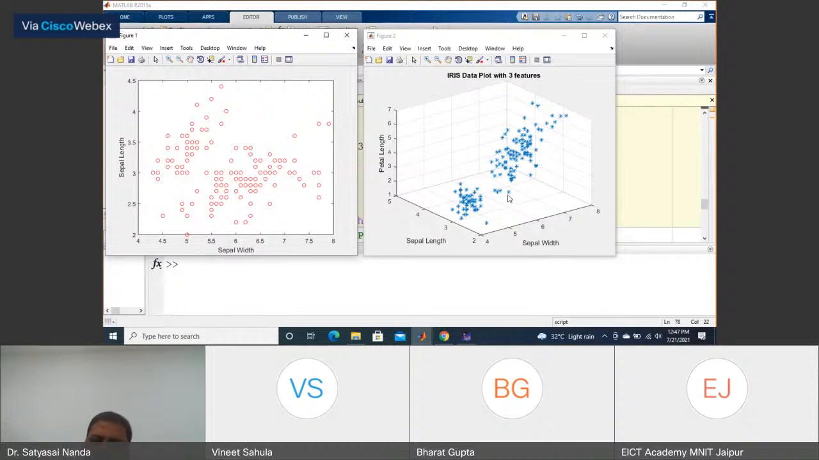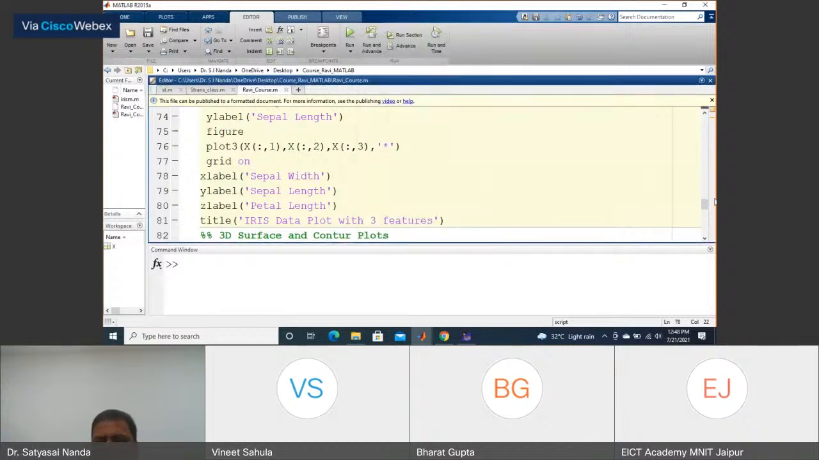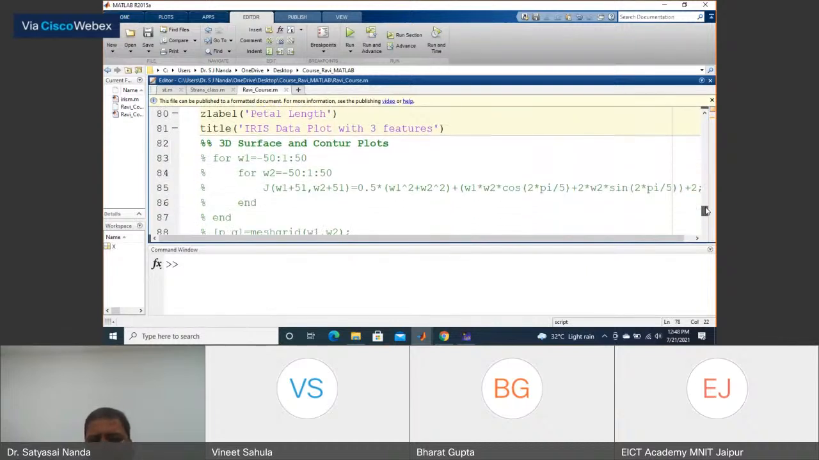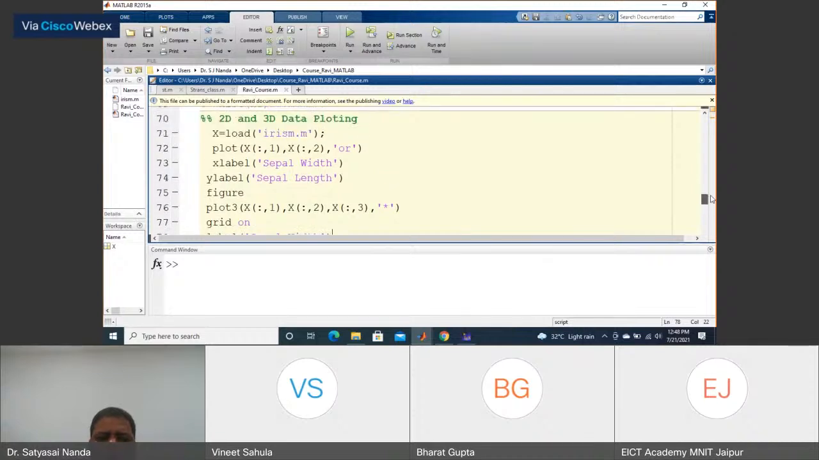So with this kind of 3D plot you can do with MATLAB, and you can observe the characteristics of the data more clearly. Here there is a bunch of group of data, and there are other bunches of group of data over here. You can do analysis like this also. Like this you can do the discrete point plots in 2D and 3D. Then there are surface and contour plots also that you can do with MATLAB.